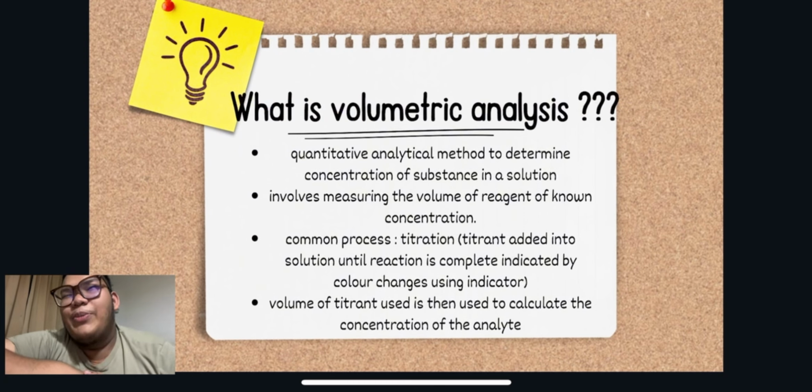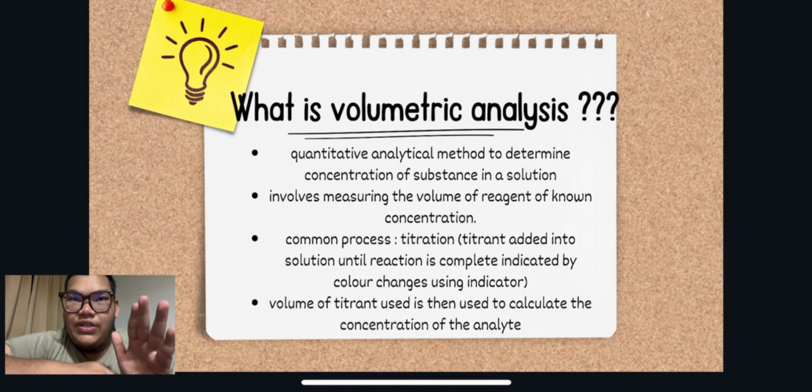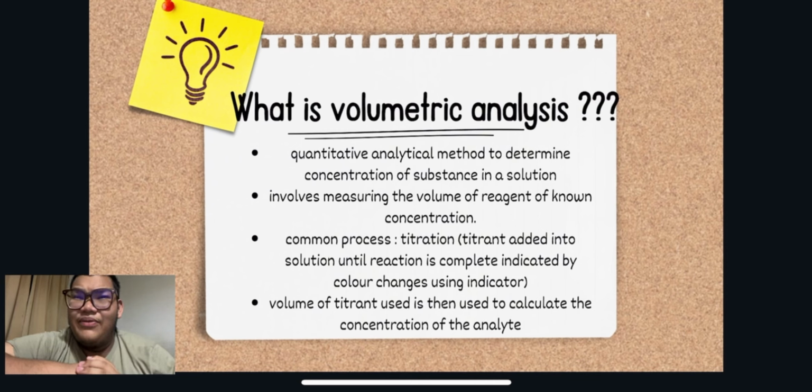So what is volumetric analysis? If you ask me, it is a quantitative analytical method to determine the concentration of a substance in a solution. It involves measuring the volume of a reagent of known concentration. A common process is titration, whereby titrant is added into the solution until the reaction is complete, indicated by color changes using indicators. Usually the titrant is a strong base or a strong acid. We cannot use a weak acid or weak base.